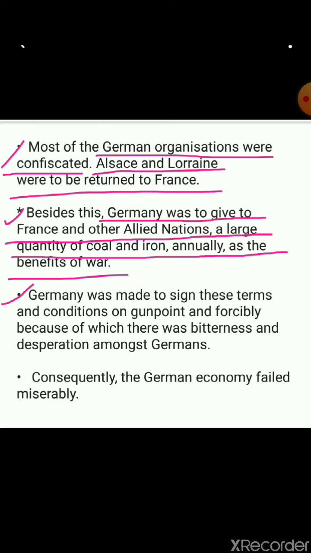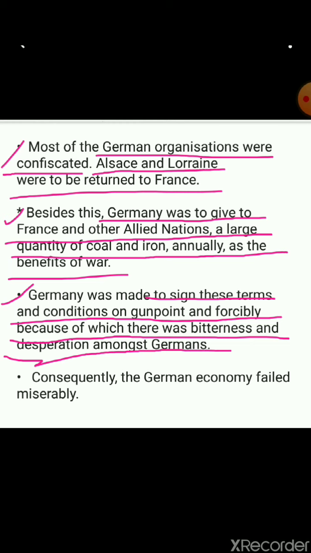Next, Germany was made to sign these terms and conditions at gunpoint and forcefully, because of which there was bitterness and desperation amongst the Germans. Okay, now what can be seen over here? This agreement was signed by Germany at gunpoint. Forcefully, the allied nations made Germany sign this treaty. So an aggression of bitterness was seen amongst the Germans.